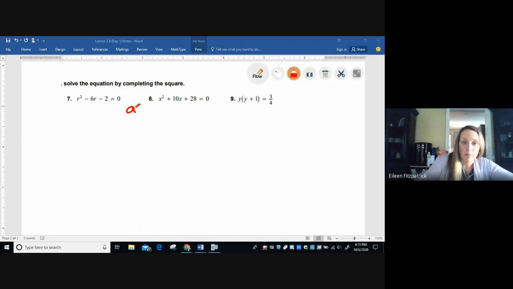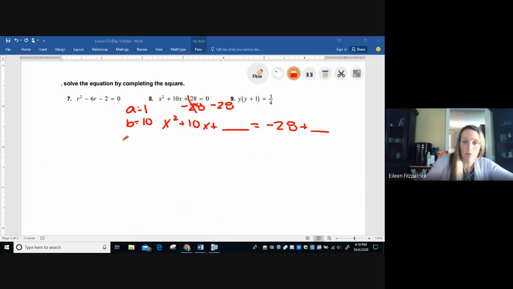So my A value for problem 8 is 1. My B value is a 10. I'm going to move the current C to the other side, so I'm going to subtract 28 from both sides of the equation. So my equation becomes x squared plus 10x plus blank equals negative 28 plus blank.